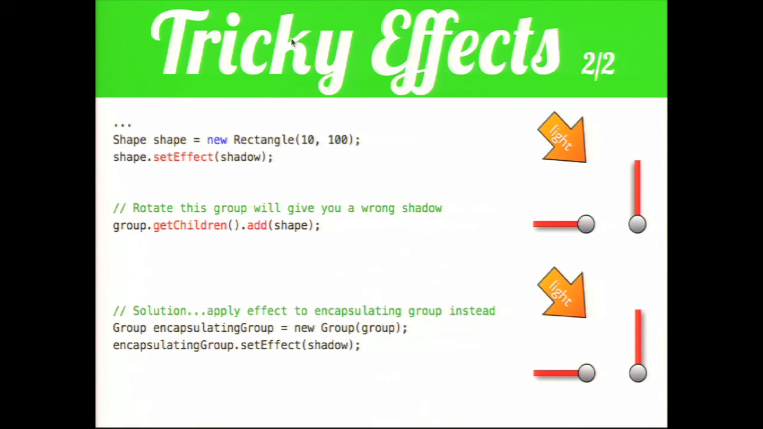And then you ask yourself, wait, I defined a light. Why is the shadow now rotating? The shadow should always be in the same direction. I tried so many things until I figured out that you have to create another group and apply the shadow to this group instead of the shape itself. And then it works. If you encapsulate it, you just say new group of your group, and then set the effect on the group, then it works nicely. Then it's perfect. But you have to know that stuff.